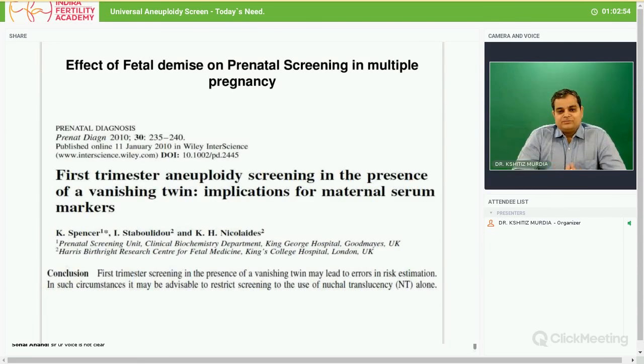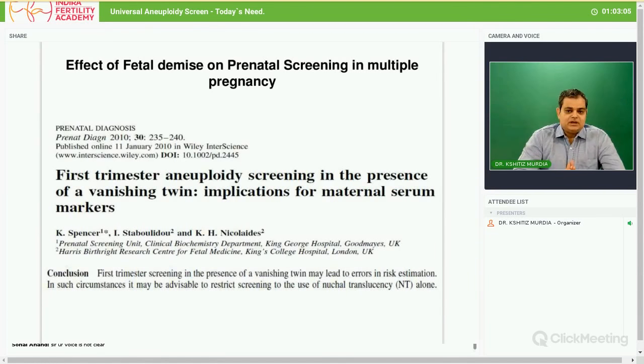A few more problems arise while doing aneuploidy screening. Among them is a multiple pregnancy where one of the fetuses has demised. The nuchal translucency group has again come up with a solution for this.